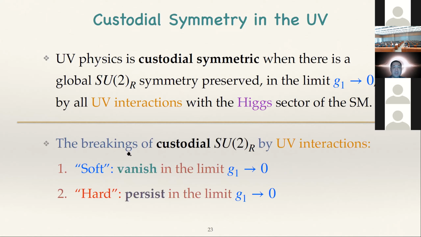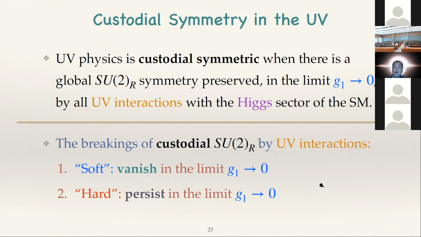First, the breakings of custodial SU(2)_R by UV interactions, by this definition, we categorize them into two types. First, we call it soft breaking. The soft breaking will vanish in the limit g1 goes to 0. So if you take the hypercharge gauge coupling g1 to 0, the soft violation vanishes. The hard ones, they persist in the limit g1 goes to 0.